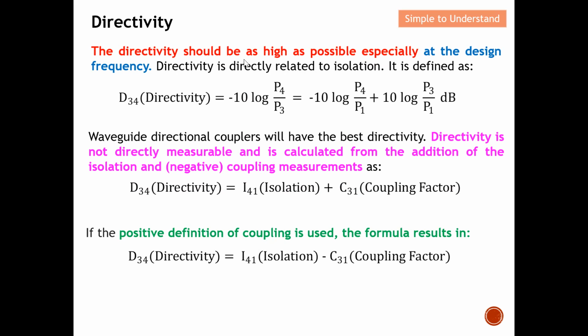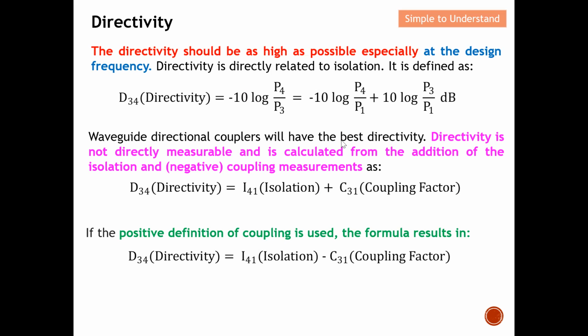The directivity should be as high as possible, especially at the design frequency, where the directional coupler is actually working. This directivity is directly related to isolation, so it is represented by this formula here. Basically this will be the directivity loss, and you can see this is a simple form to describe the directivity.